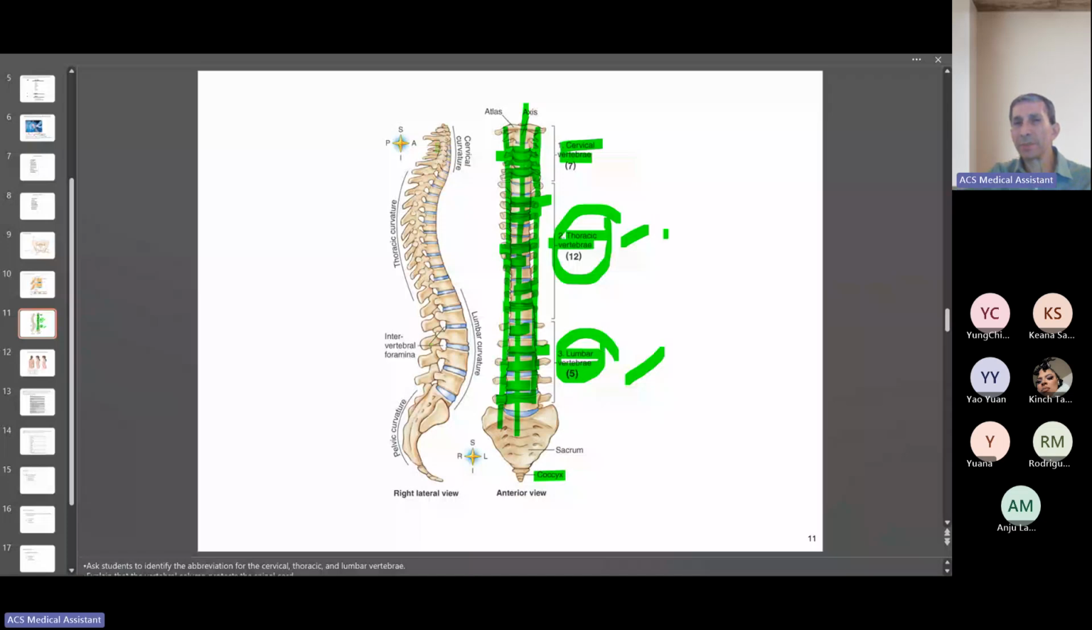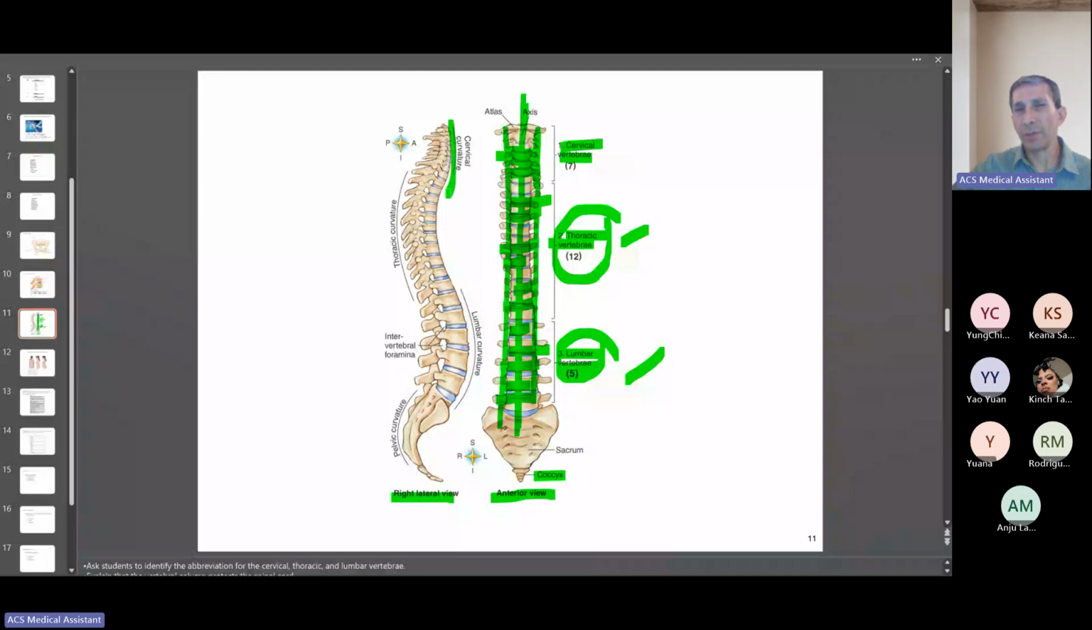So if you look at the spine, this is an anterior view. When we look at the spine with the person standing in the anatomical position, standing erect from the back, the spine looks straight, but it's not straight. If you look laterally, we're going to see these curvatures. So these are different curvatures of the spine.